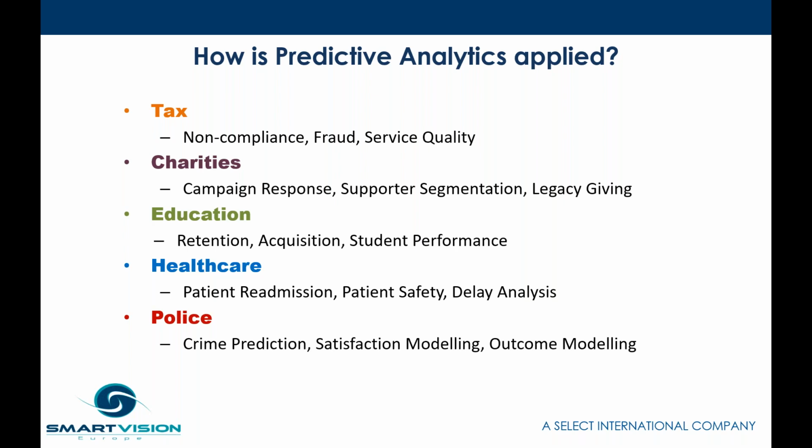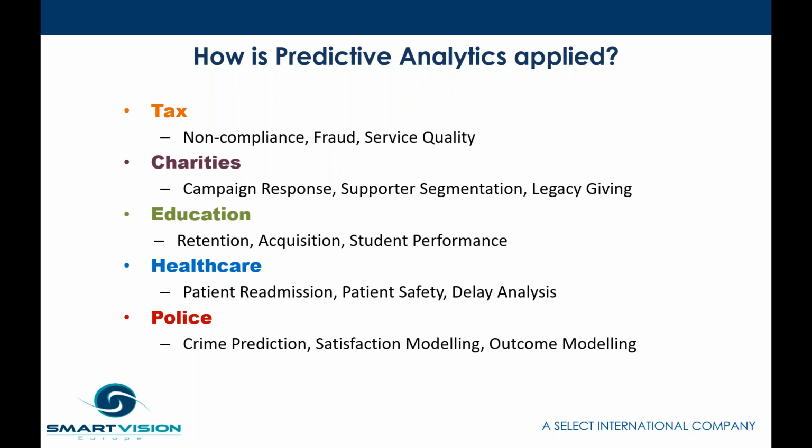And in the police we have lots of stuff around satisfaction modeling, outcome modeling around predicting the outcomes of particular investigations, crime prediction, of course, generally just saying what is the risk of a particular type of crime occurring in this location at this particular point in time. So you get a sense of the vast number of different applications out there.